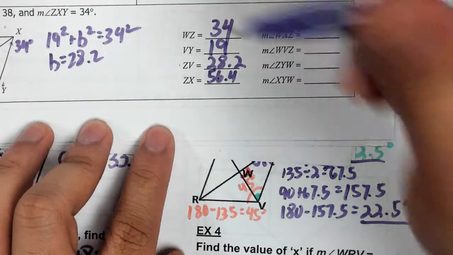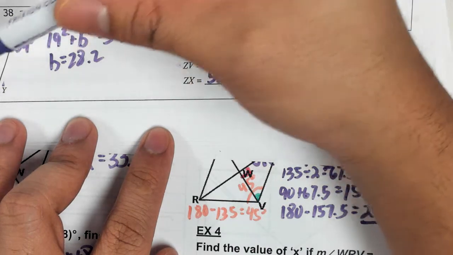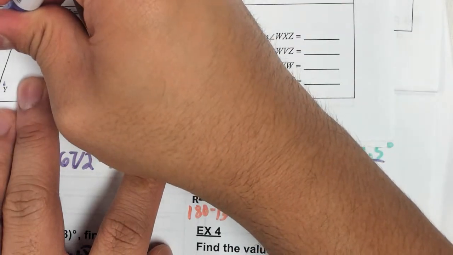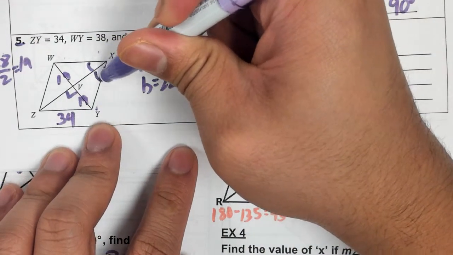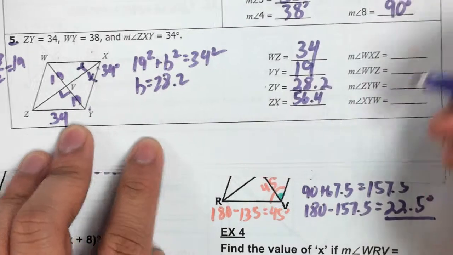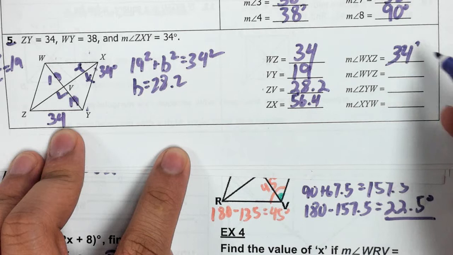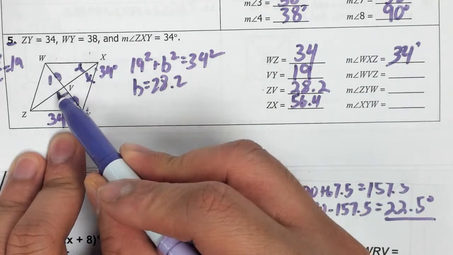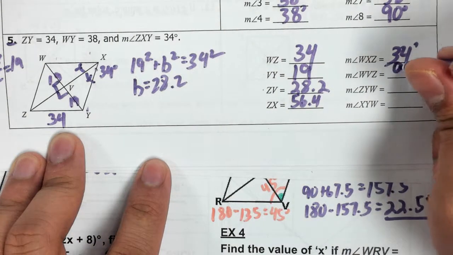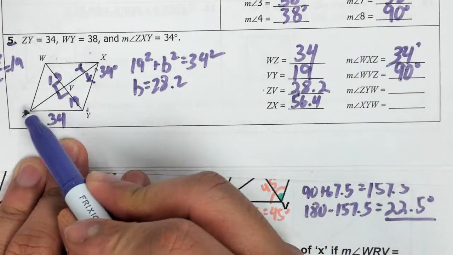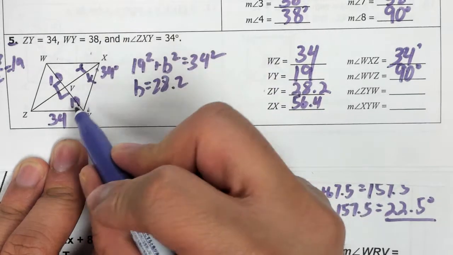Then filling out the angles, WXZ, this angle, and this angle we know are two congruent angles, so it's also 34 degrees. WVZ, this angle right here is a right angle, 90 degrees. ZYW, down here.